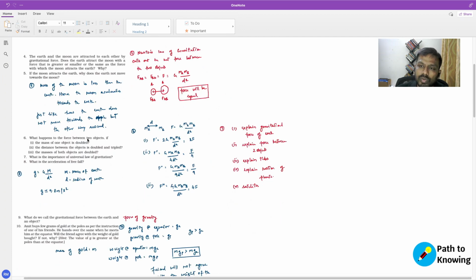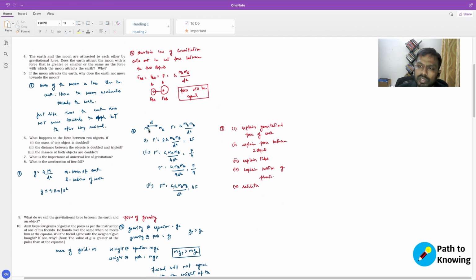What happens to the force between two objects if the mass of one object is doubled? I think there are three scenarios here. Let's take one after the other. The scenario of the mass of one object is doubled.